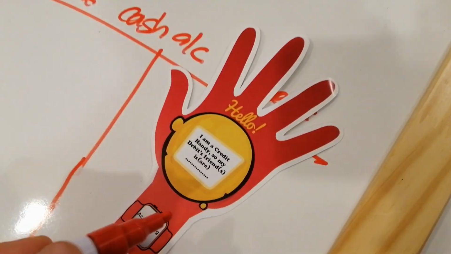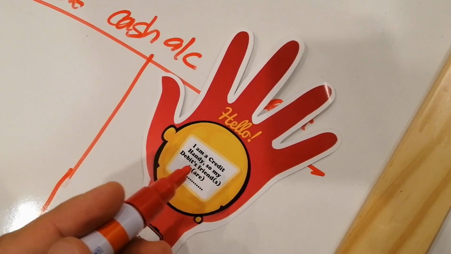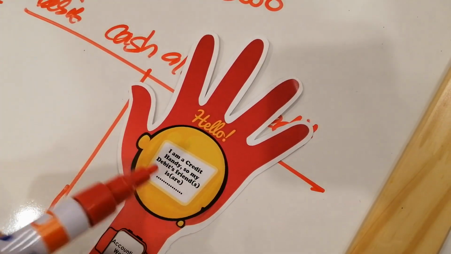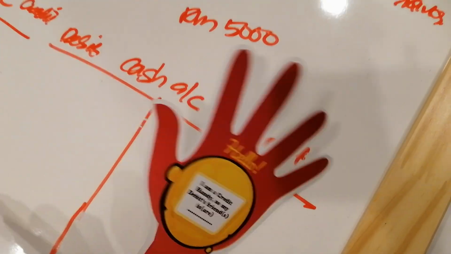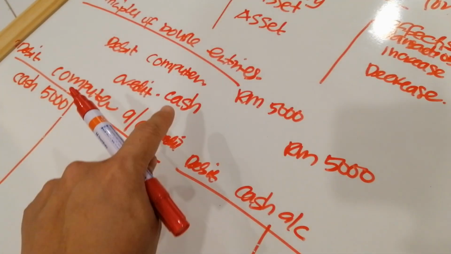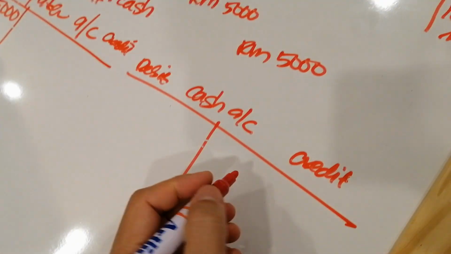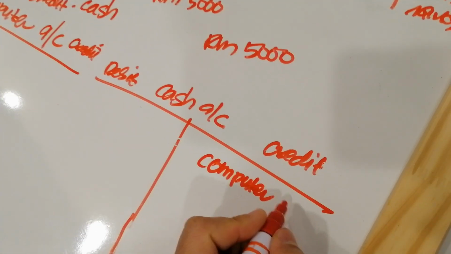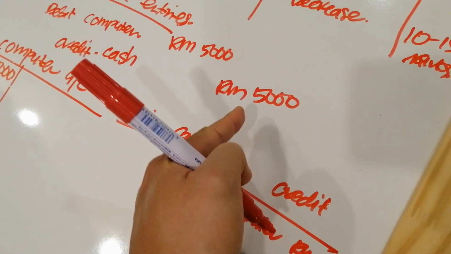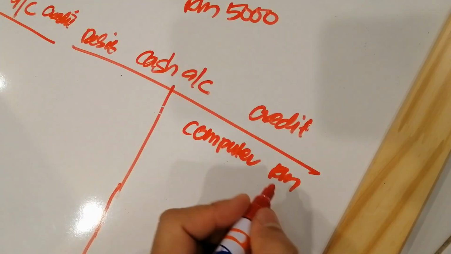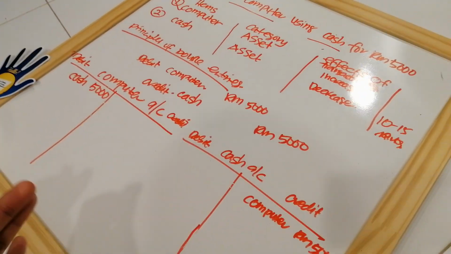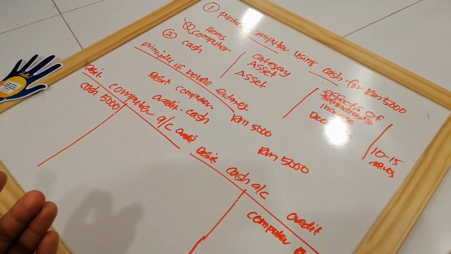Okay, you baca. I am a credit handy, so my debit spread. Ulang few times. I am a credit handy, so my debit spread is... siapa kawan debit cash? Computer. So, dot tadi tu you letak here. Computer. How much? Follow this one. Cash 5,000. So, 5,000. Then settle your recording for T account.